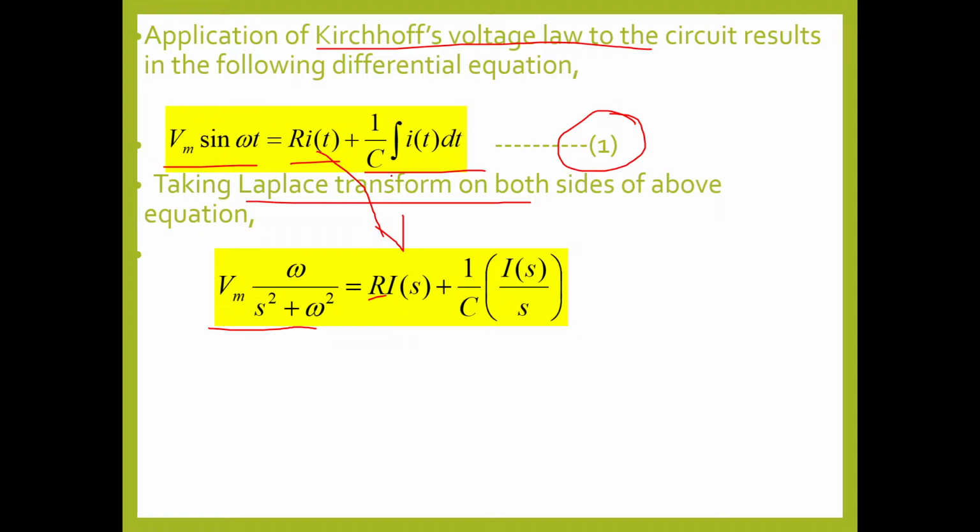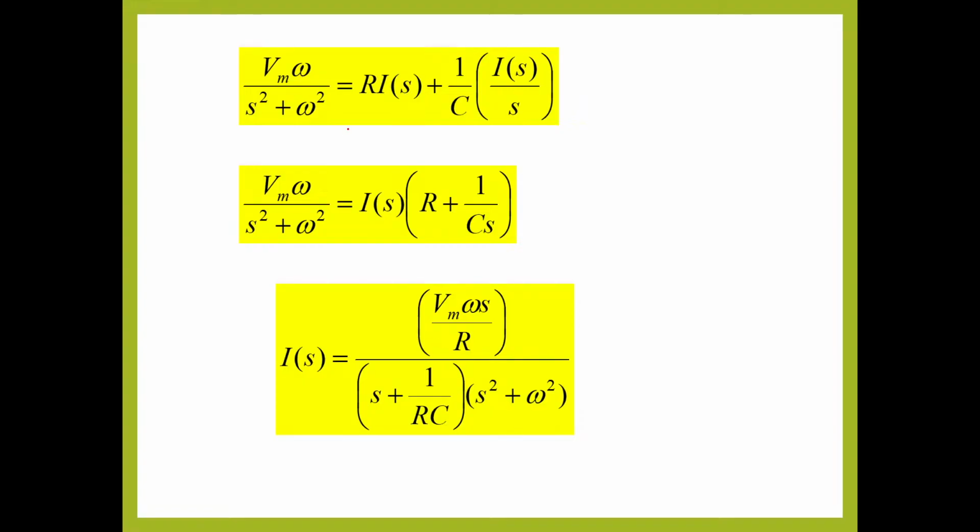1 by c, you just write it as it is. Laplace of integral of i of t is I of s by s. Okay. So after that, you just take I of s common and you will get I of s into r plus 1 by cs, and you just rearrange the terms to determine I of s.